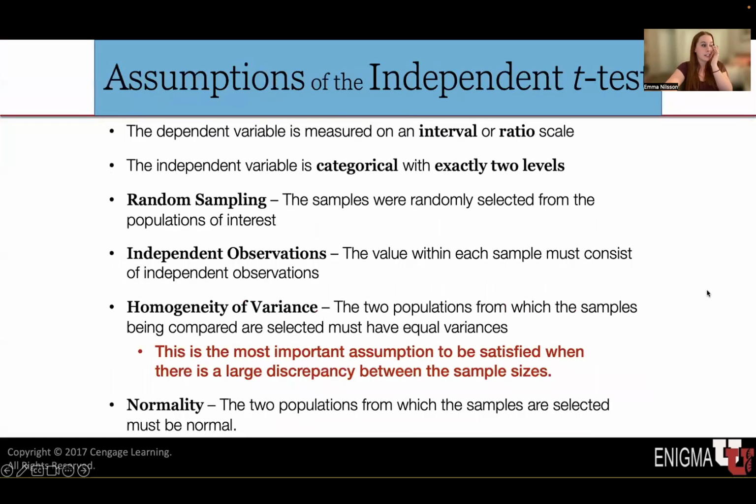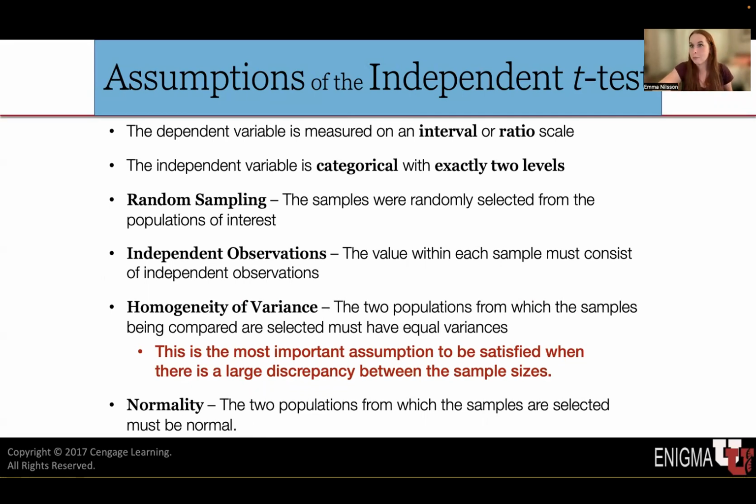And then lastly, let's talk about some of the assumptions that we make with our independent t-tests. We assume that the dependent variable is going to be measured on an interval or ratio scale, that the independent variable is going to be categorical and has only 2 levels, because remember, we're only using 2 groups here, that random sampling was used to pick your samples, that we had independent observations when we were measuring our dependent sample, that we had homogeneity of variance, so the 2 populations from which our samples were being compared have equal variances.